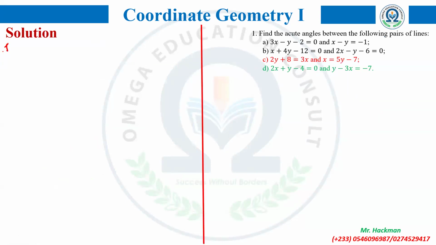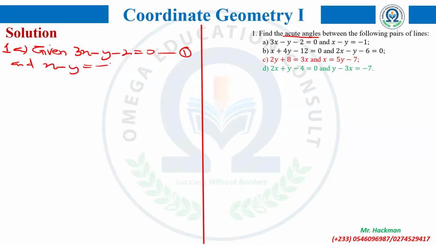Okay, 1A. We are supposed to find the acute angle. In this case, there are two equations, so you have to label each of them. So what do we have? 3x minus y minus 2 is equal to 0. This becomes equation 1. And your second equation, which is x minus y is equal to minus 1. This becomes equation 2. What are we looking for? We are looking for the acute angle. Is that not it?